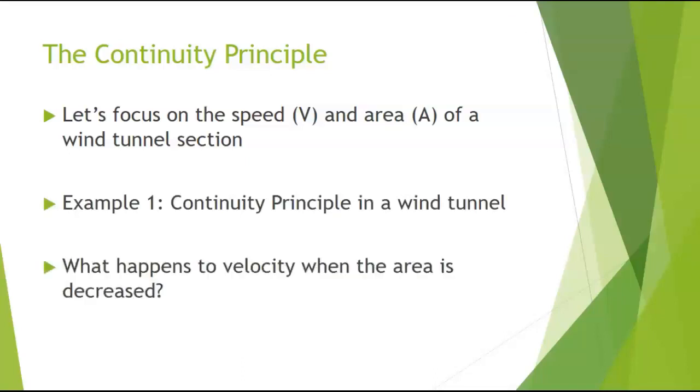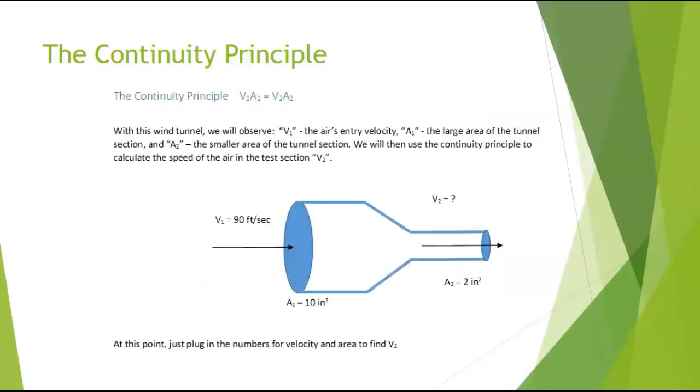What happens to the velocity when the area is decreased? As I said before, when you force air through a narrow opening, in other words, you decrease the area that the air is flowing through, the velocity will increase. In this illustration, you see a wind tunnel, and on the left side, the velocity is 90 feet per second through an area of 10 inches squared. If we reduce that area to 2 inches squared, what happens to the velocity?